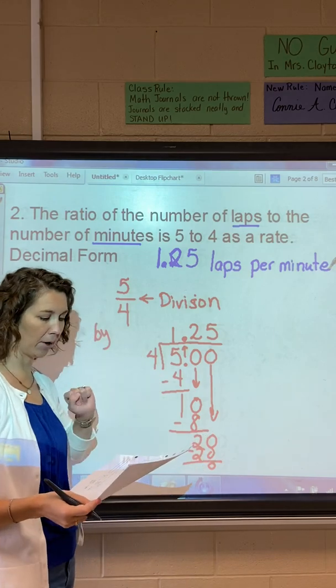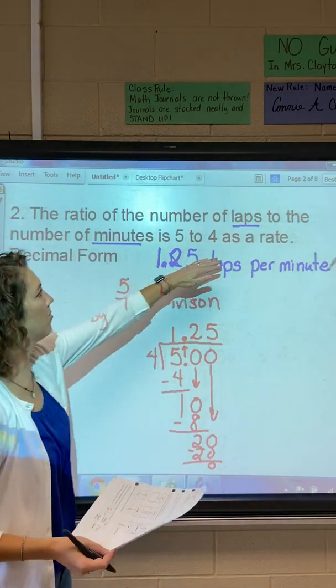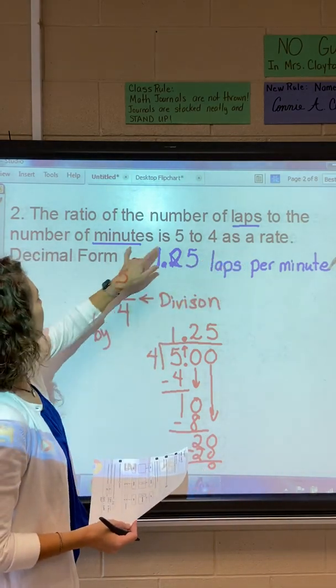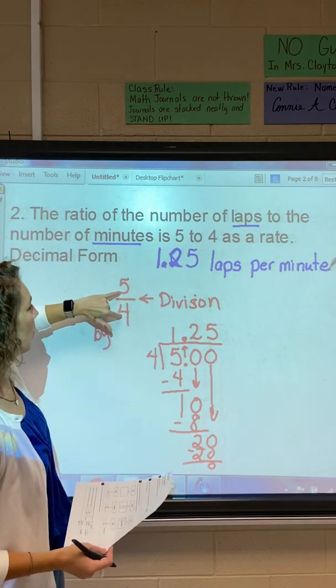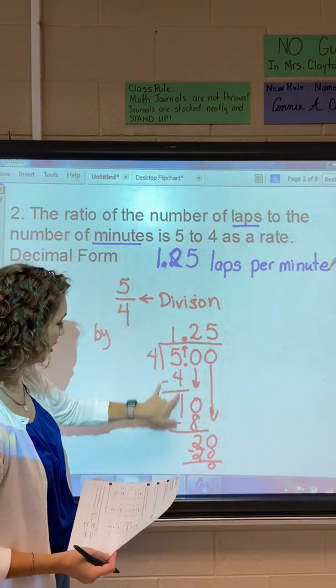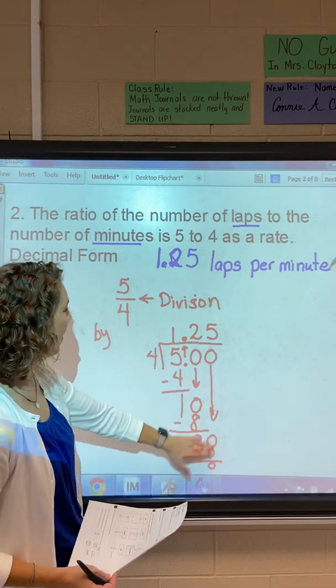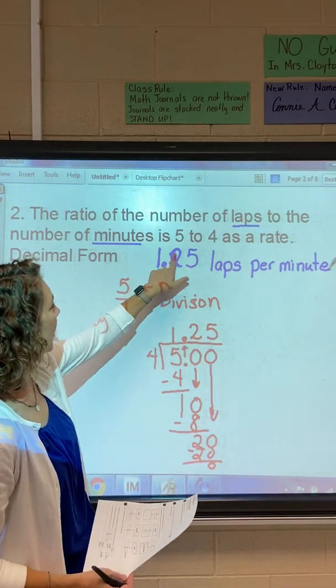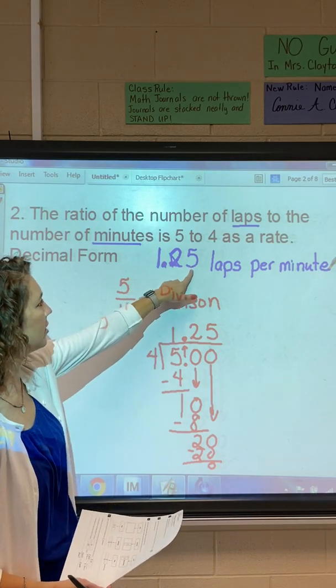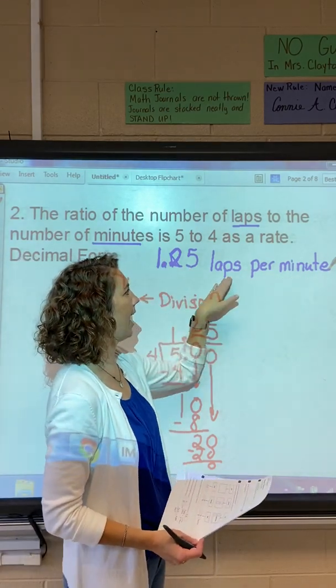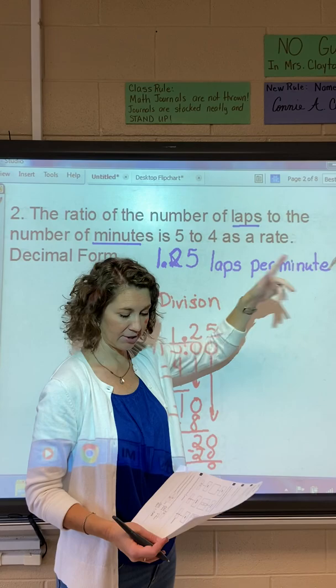So let me recap really quick. If it asks us to find the rate, we're going to put the ratio in fraction form. We're going to divide that fraction the way that we've been dividing the last couple of days. And then you go back and you write your answer. That's 1 and 25/100, and put the words with it, laps per minute. I'll see you on number 3.